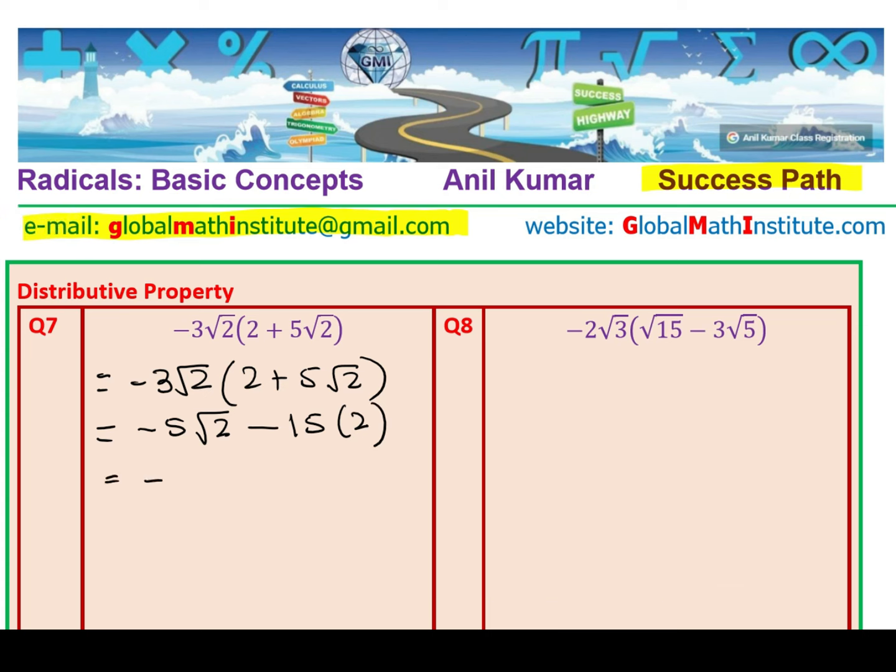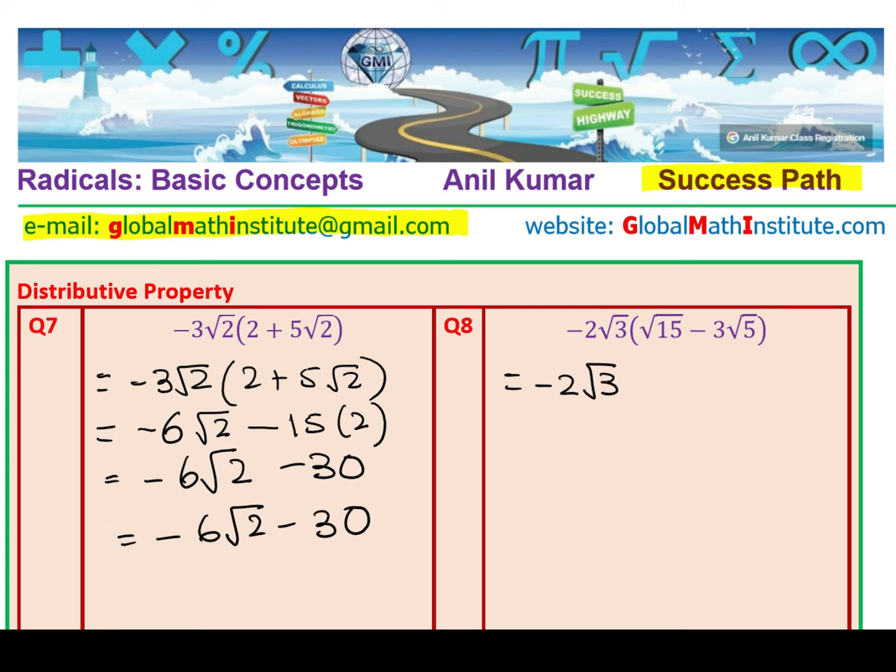So we have 3. I wrote 3 times 2 was 6. Correct. So this is 6. So we have 6 square root 2 and that is minus 30. So we have negative 6 square root 2 minus 30 as our answer. Correct? Next question is the last question for us, which is minus 2 square root 3 times square root 15 minus 3 square root 5.